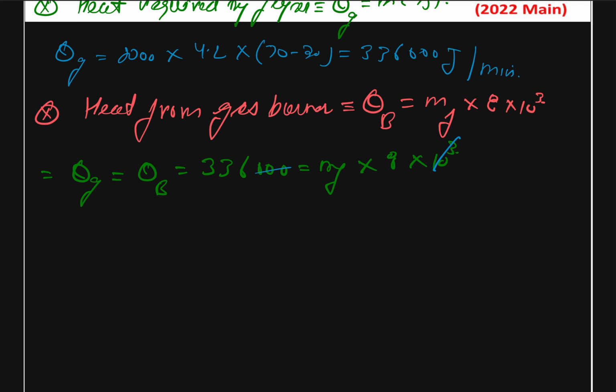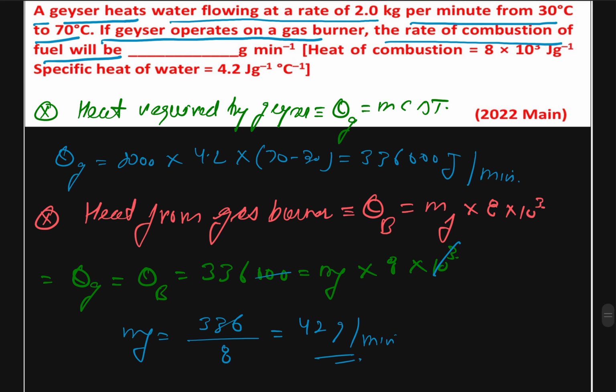So we get that MF is equal to 336 divided by 8, and this will be equal to 42 gram per minute. So we get this as our 42. Next question.